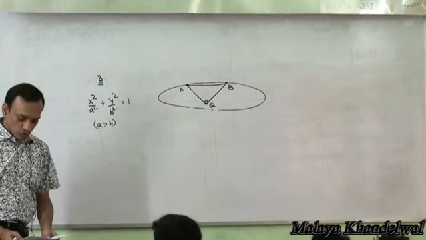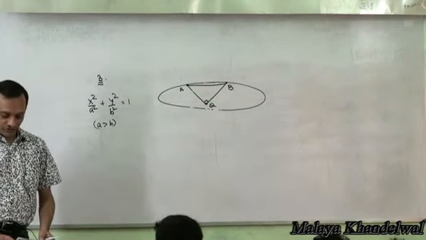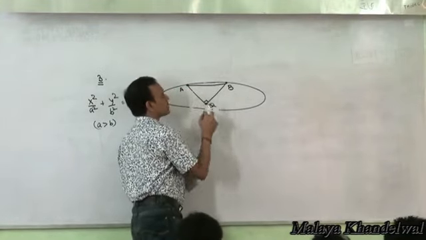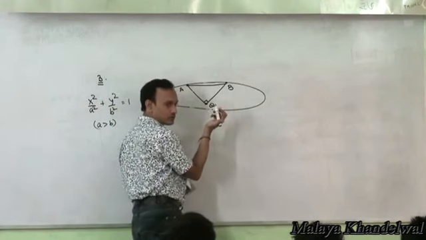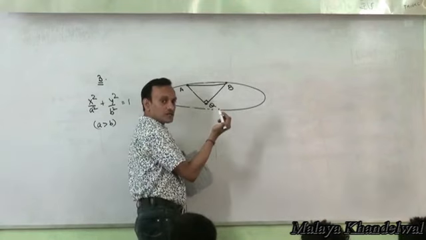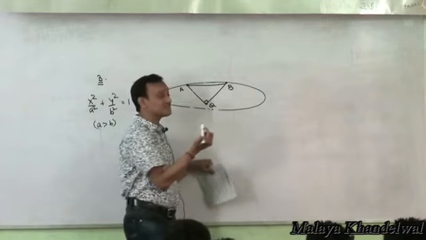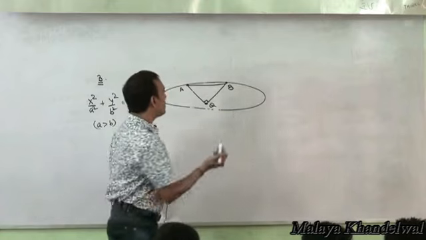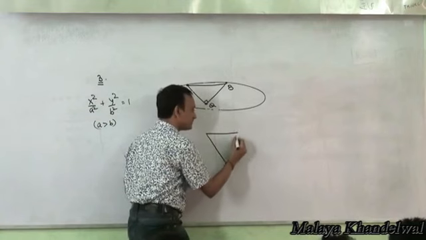Now, we need to find the locus of the circumcenter of triangle AQB. Obviously, for different AB, you will have a different circumcenter, right? We need to find the locus of the circumcenter. Now, each of these AQBs would be a right angle triangle. And what's the circumcenter of a right angle triangle? Where is the circumcenter of a right angle triangle? Midpoint of AB.